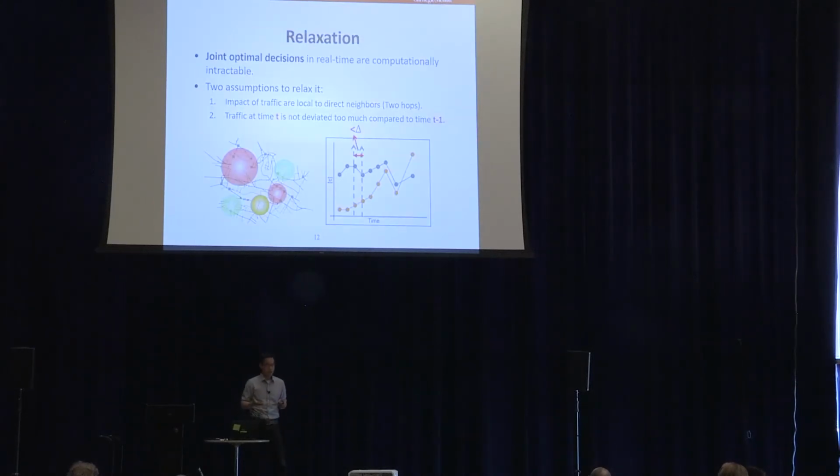However, solving this new global optimization problem is unfortunately intractable, especially for a real-time system. So now we introduce two assumptions. We assume the impacts of the traffic are local to the direct neighbor intersections. And also, because we apply replanning every second, the traffic at time t does not deviate too much compared to t-1. I will explain more about these two assumptions later in the next slide.